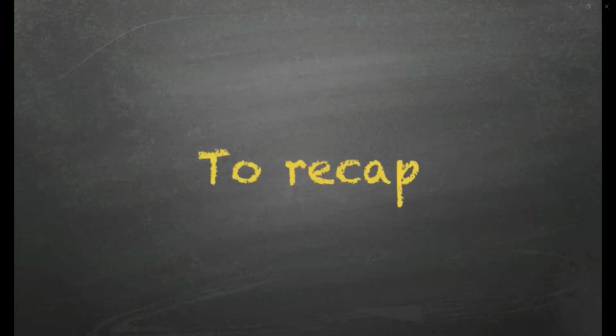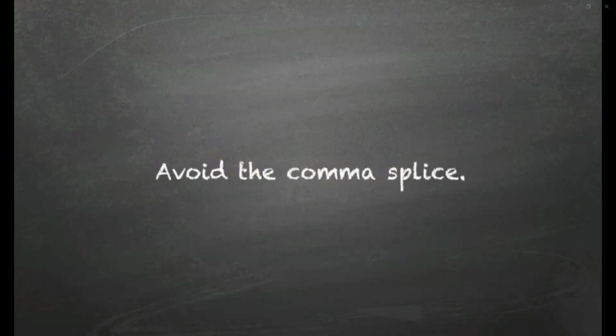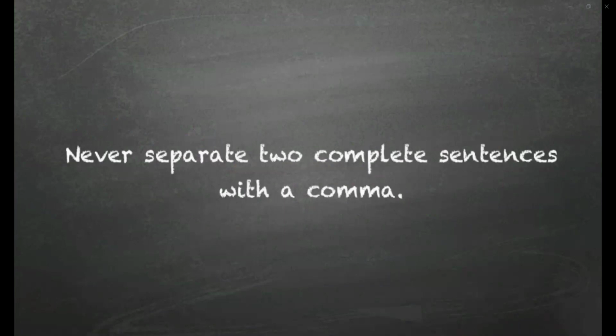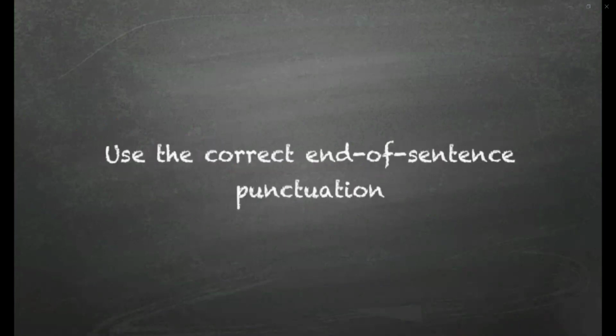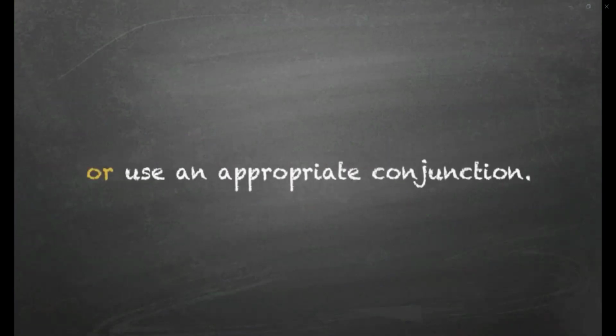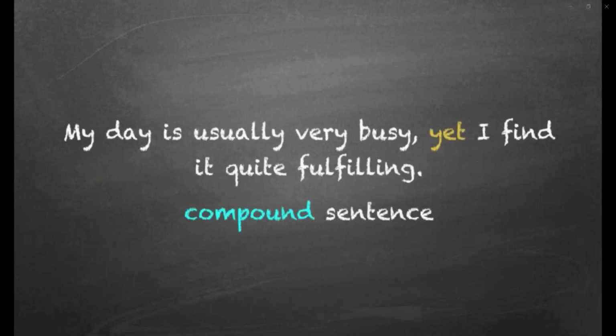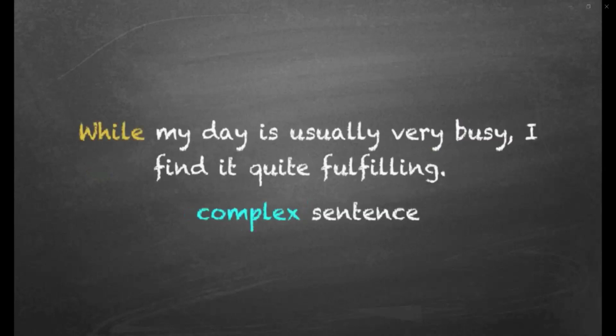To recap, avoid the comma splice. Never separate 2 complete sentences with a comma. Use the correct end of sentence punctuation or an appropriate conjunction. My day is usually very busy, yet I find it quite fulfilling. While my day is usually very busy, I find it quite fulfilling.